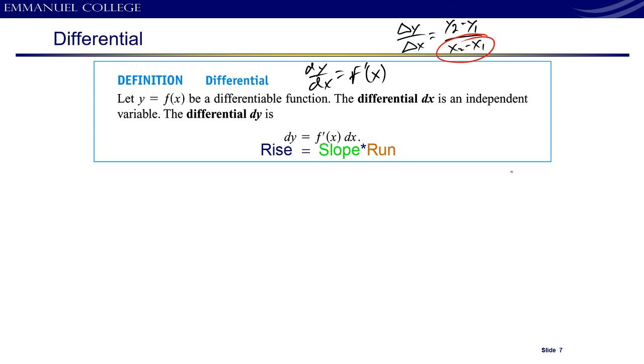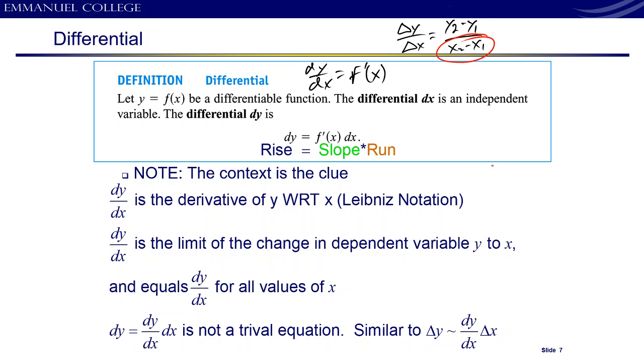Because basically, it's the rise equals the slope times the run. It tells you how much you've gone up or down by multiplying the slope at the point times how far you've moved on the x values. And again, the context is your clue. dy/dx is the derivative of y with respect to x. That's our Leibniz notation.